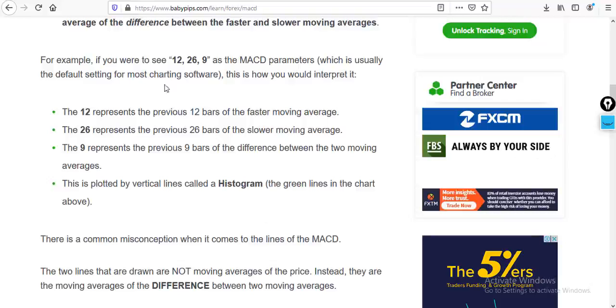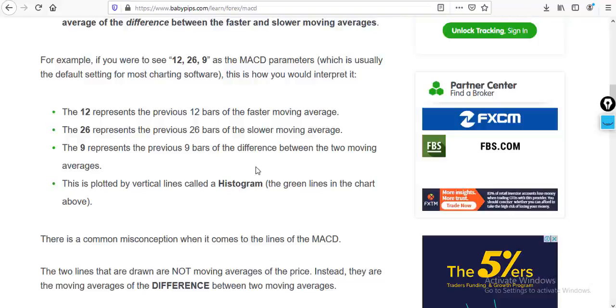For example, let's read and see what Babypips is telling us. If you were to see 12, 26, 9 as the MACD parameters, which usually is a default setting for most charting software, this is how you're to understand it. The 12 represents the previous 12 bars of the fast moving average. 26 represents the previous 26 bars of the slower moving average. The 9 represents the previous 9 bars of the difference between the two moving averages.